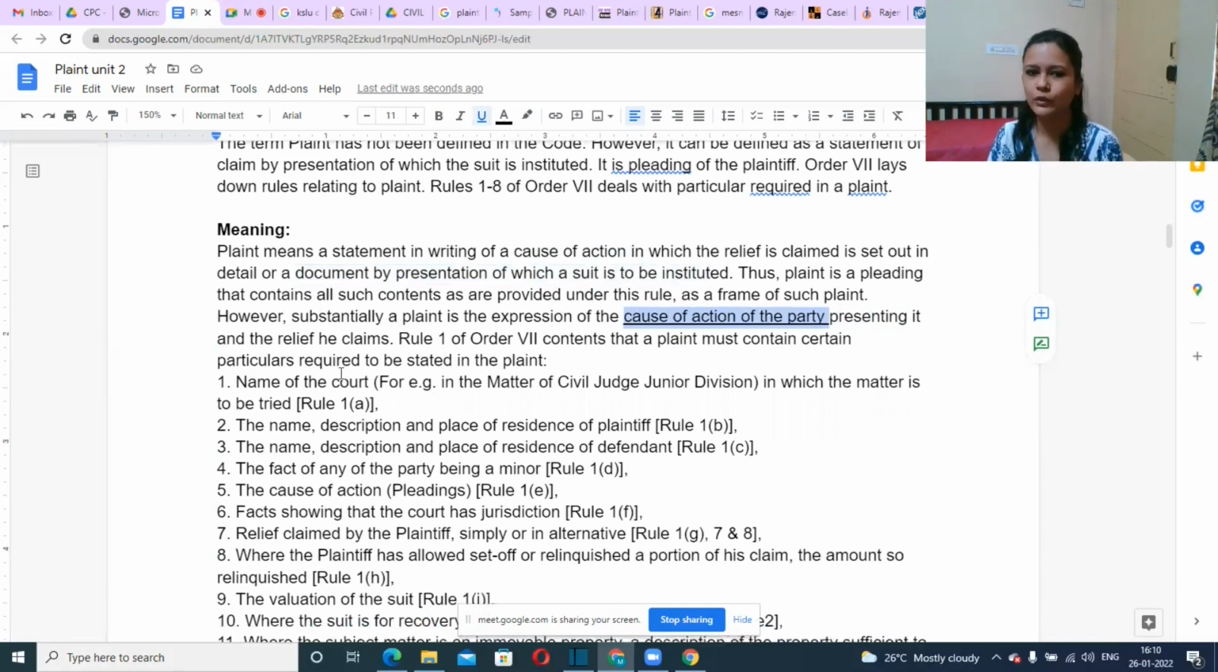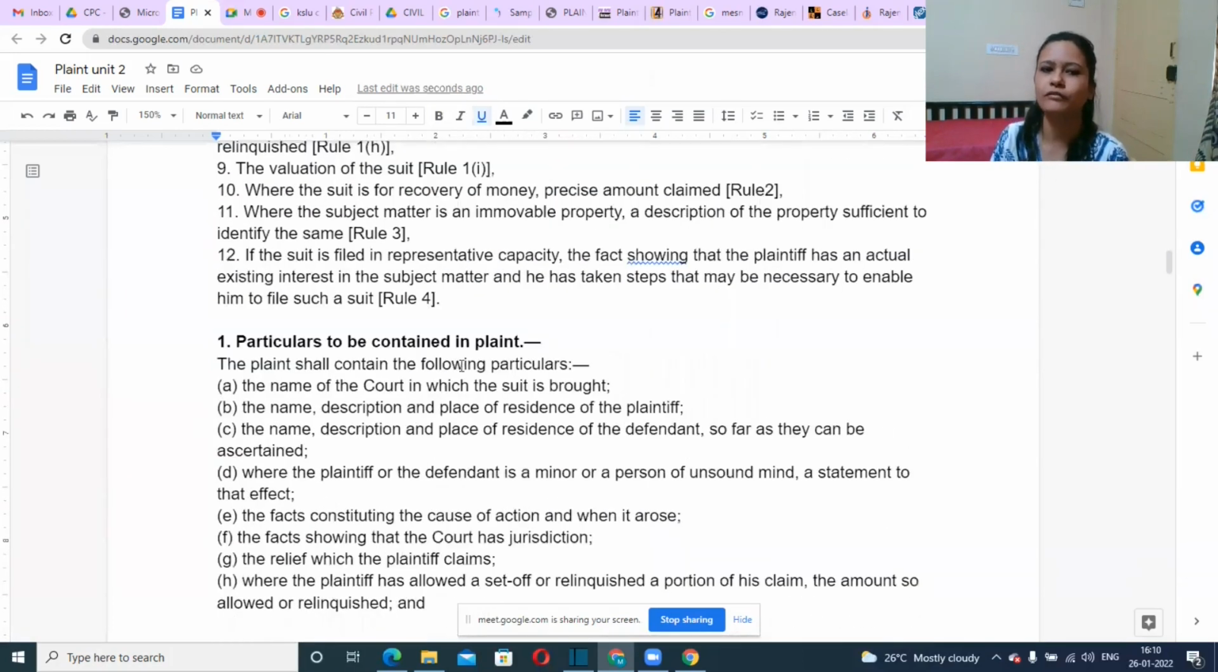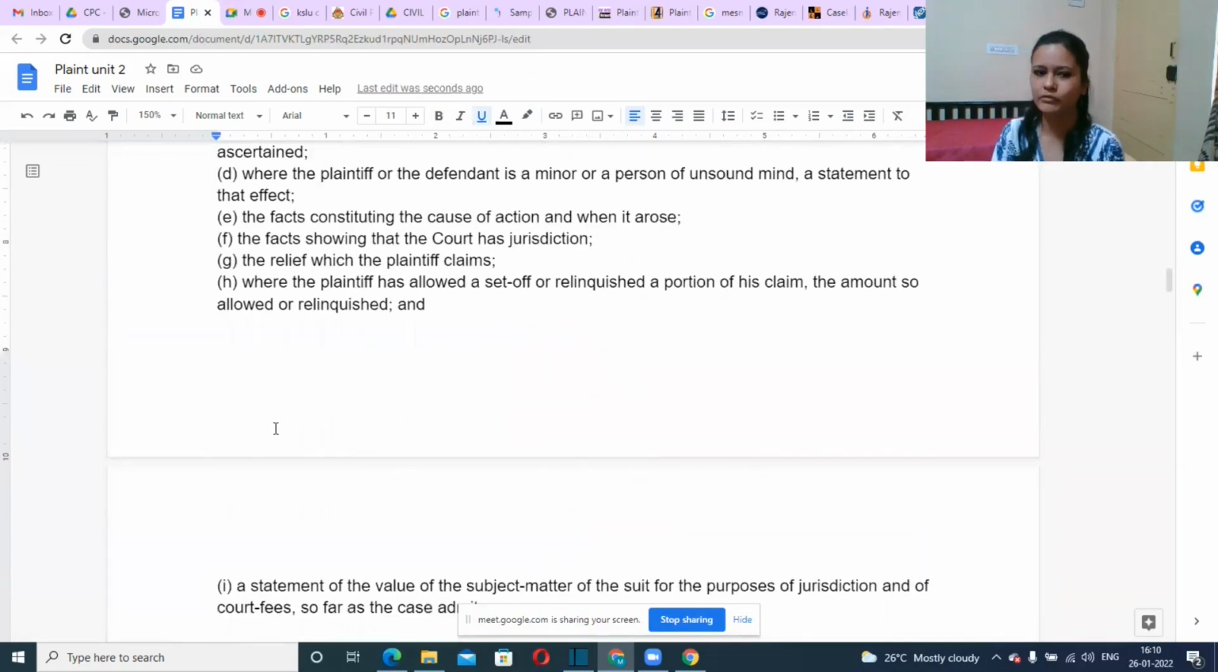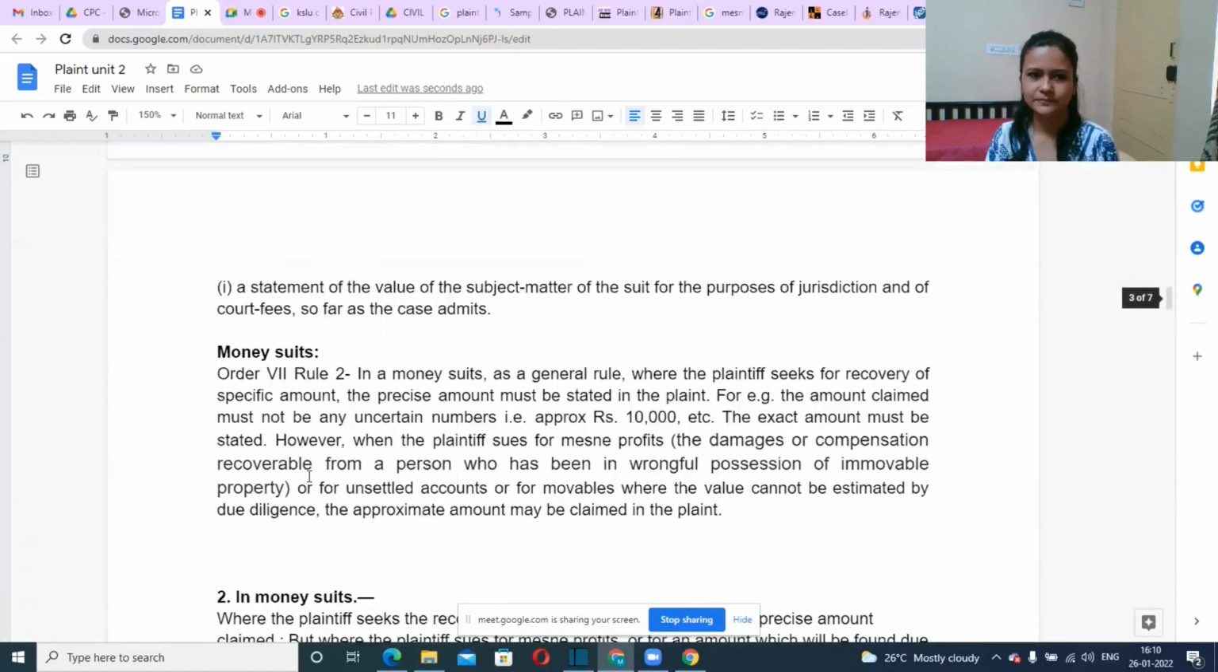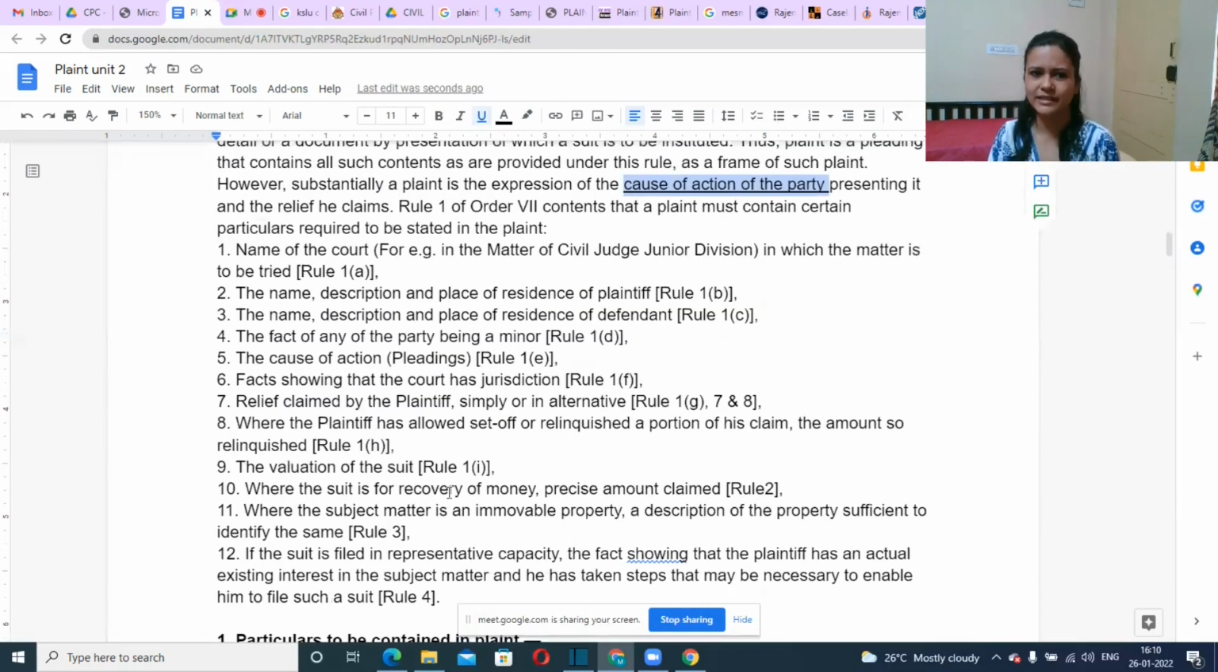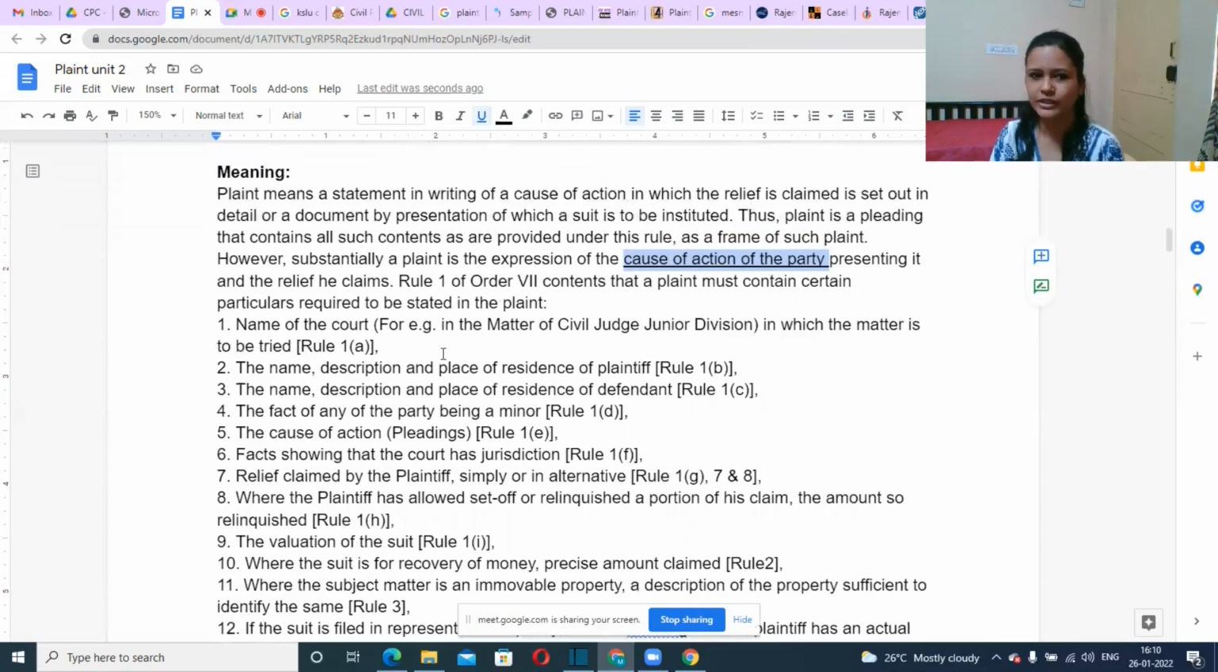Now, if we look at Rule 1 of this Order, it talks about particulars which need to be mentioned in the plaint, and it provides for this list. In the same way, these are mentioned over here also, what all things we need to mention in the plaint.